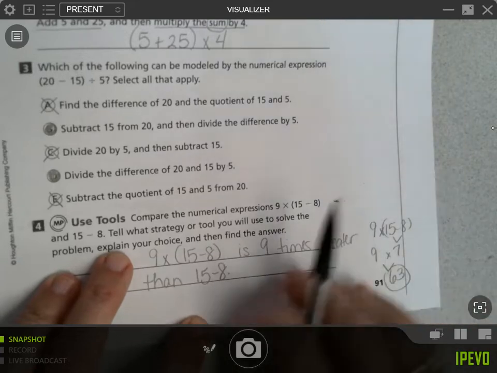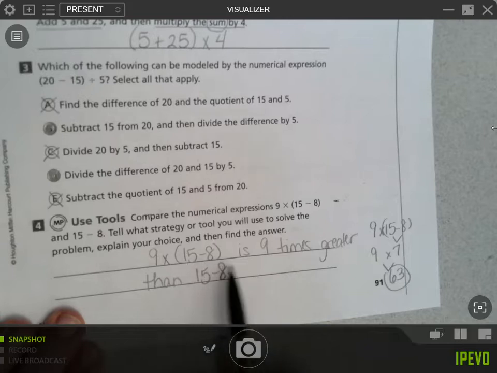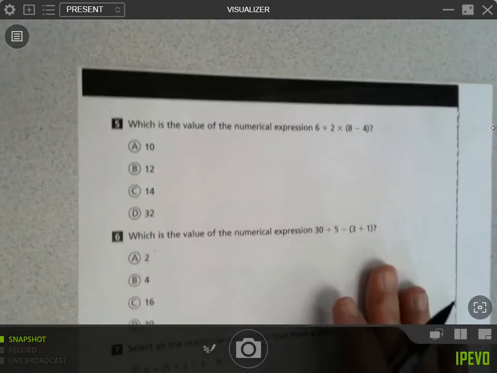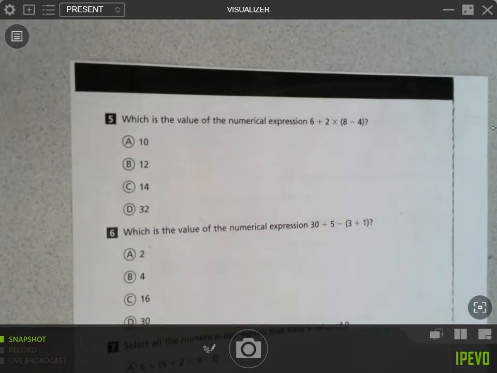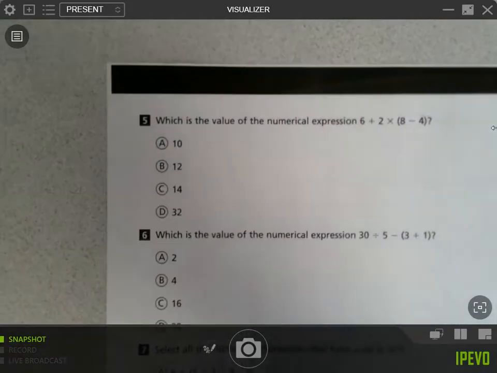All right, but what I want you to think about is 9 times the difference of 15 and 8. That is 9 times as great or 9 times greater than 15 minus 8. All right. Hopefully you're on the right track for this practicing for the test. Which is the value of the numerical expression 6 plus 2 times the difference of 8 and 4? Well, let's just see here.